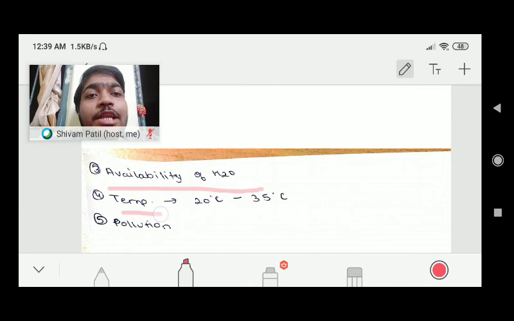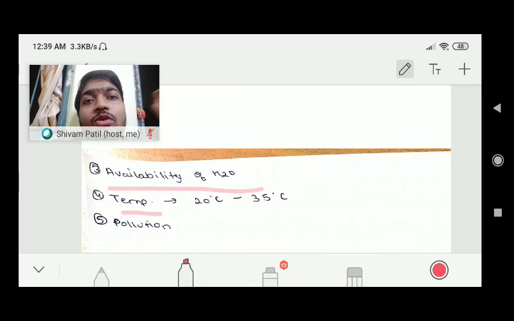Fourth one, temperature. An optimum temperature in the range of 20 degrees Celsius to 35 degrees Celsius is required for photosynthesis. If we go outside this range, for example, if we increase the temperature of the environment, then the stomata will close.